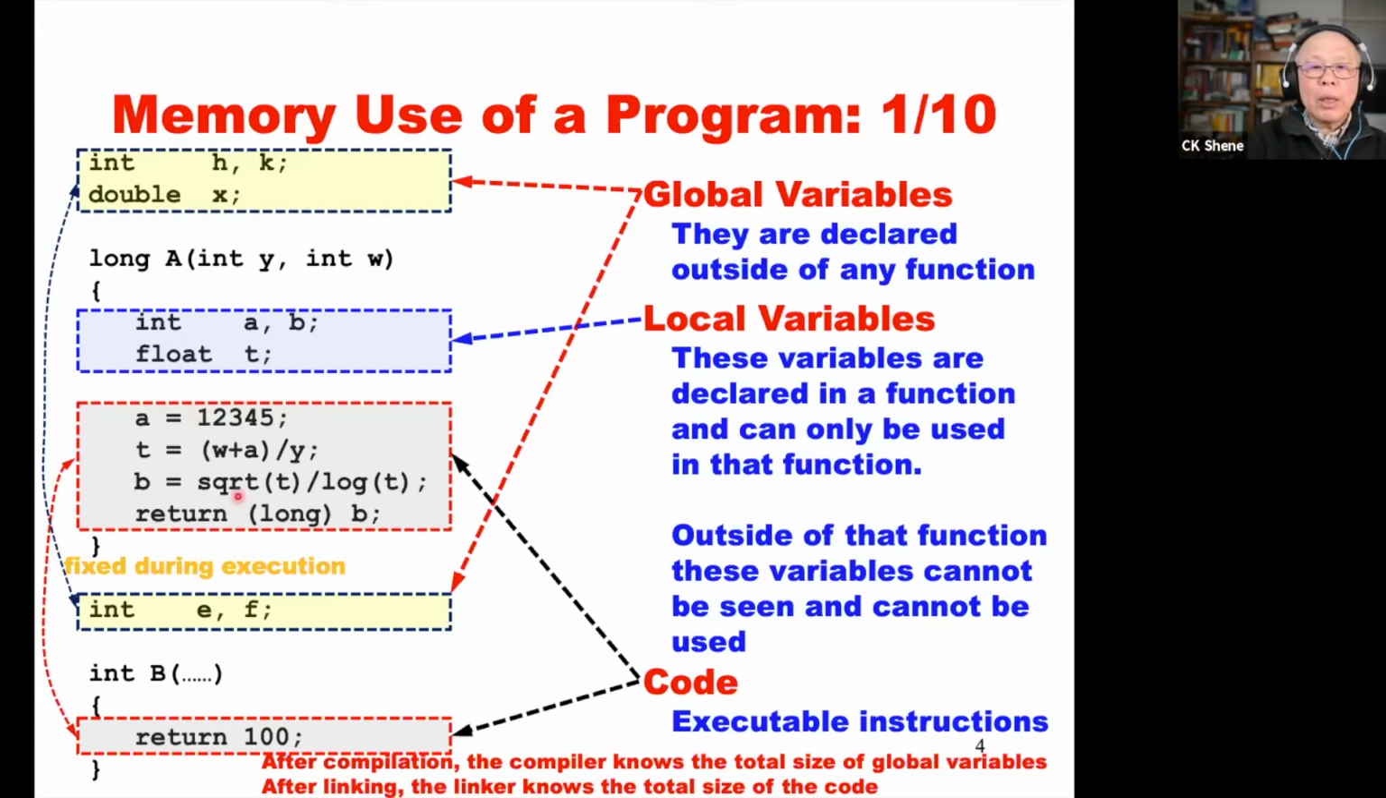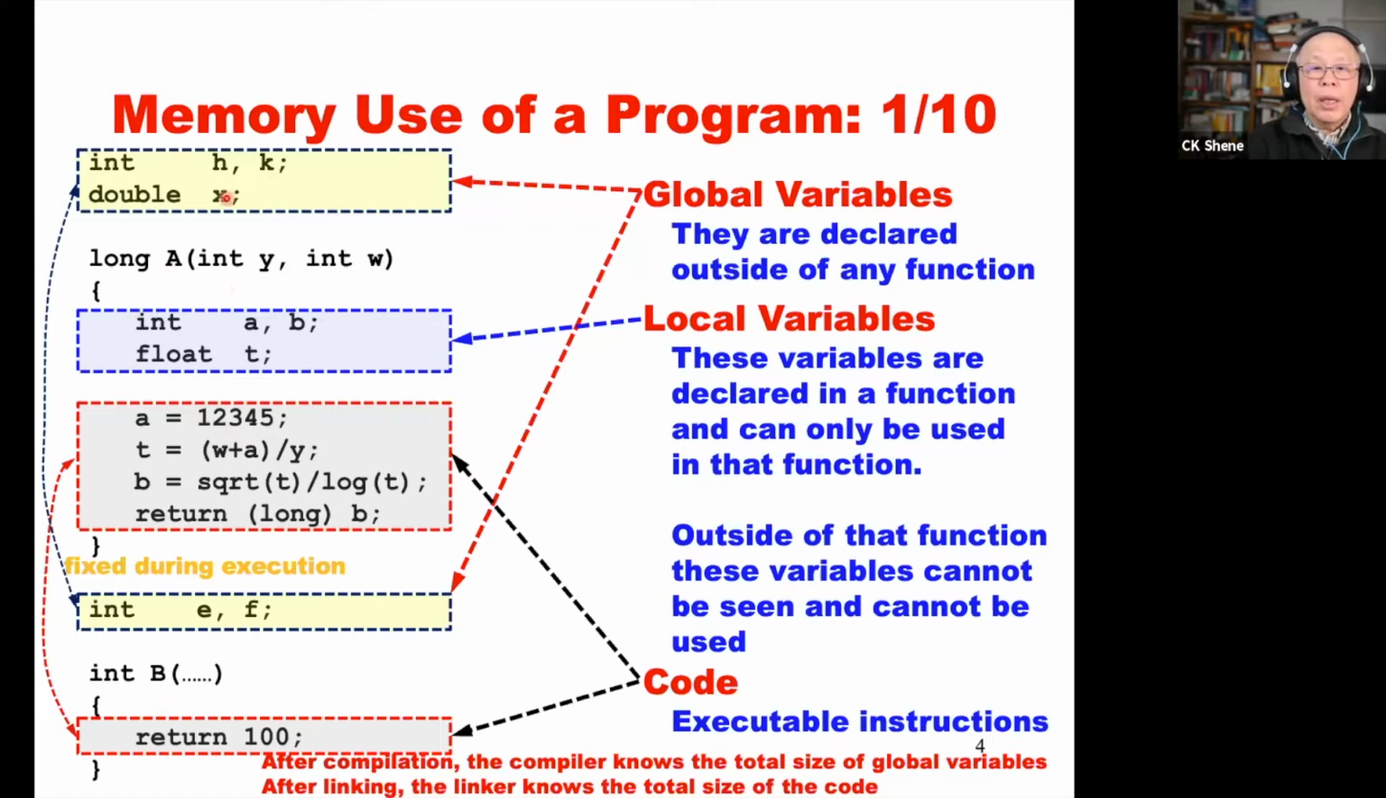Although we write them in a higher level language, it will be translated to machine instructions. And then here, we declare two more global variables, E and F, and another function, B. I'm sure you know the concept of global variables in C. These variables are declared outside of any function. Here we have two functions, A and B.